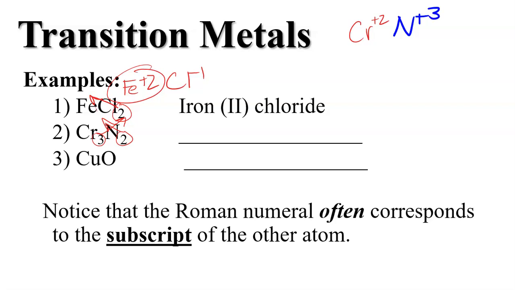So the way we would write this out is chromium 2 nitride. All right. The next one we have is copper oxide. And we notice it doesn't have a charge on it. But if we look at oxygen, we know that oxygen is in group 16. So it did have a charge, okay?